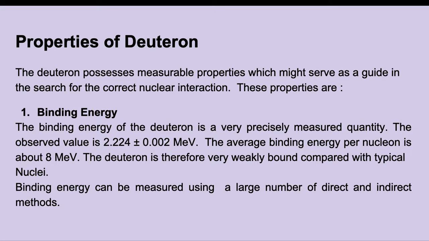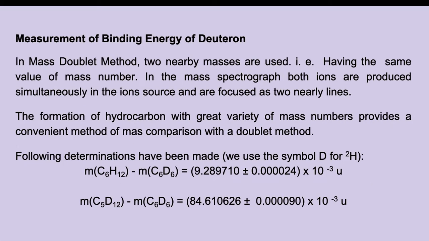You can see that the average binding energy per nucleon, for our stable nuclei, you are normally finding as nearly 8 MeV. And here, for the deuteron, you have to divide the binding energy by 2 because 2 nucleons are there. So it is very low. So the deuteron is therefore very weakly bound compared with the typical nuclei. And how can you measure this binding energy? A large number of direct and indirect methods are there, and we just go through them.